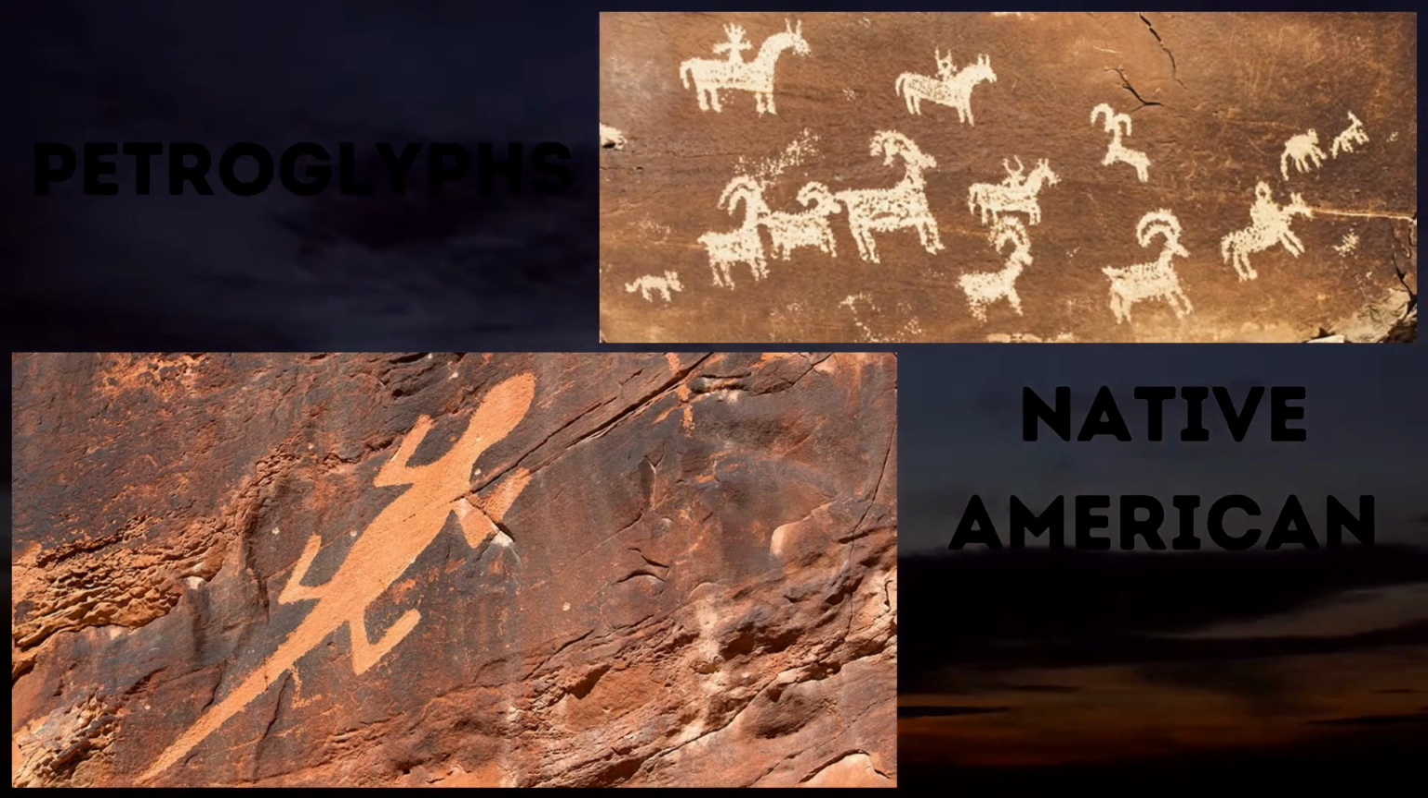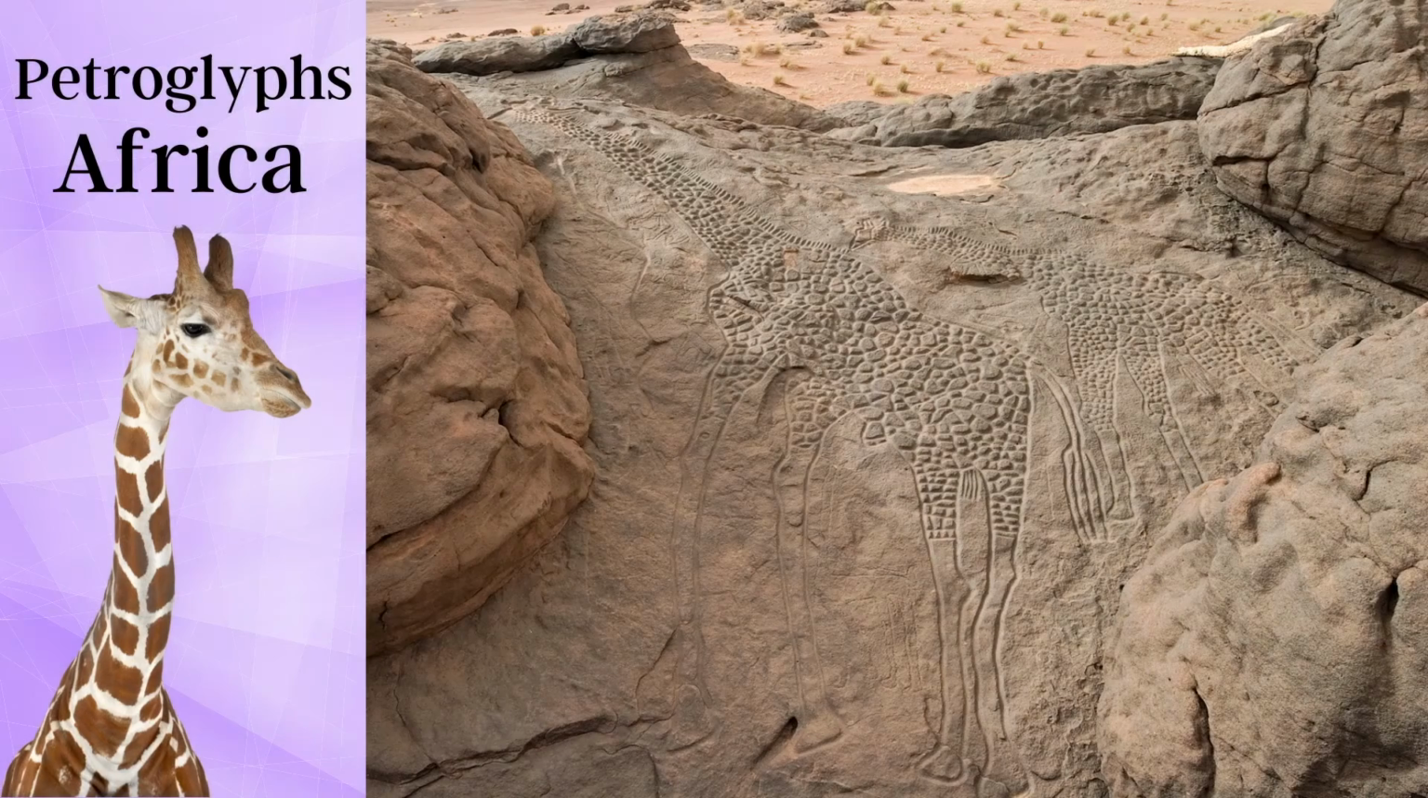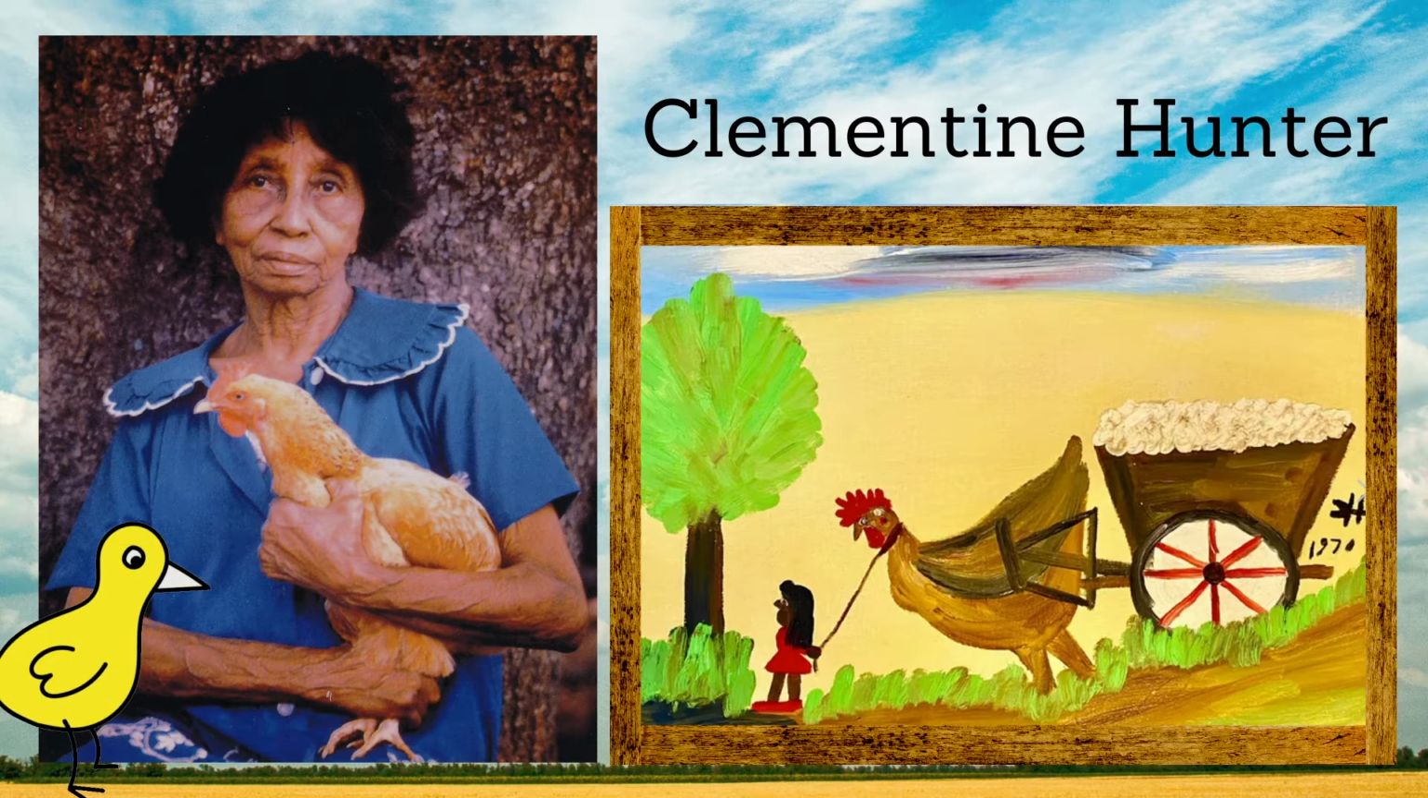This is a petroglyph from Africa of a giraffe. Like I said, it's carved into the stone. I wonder how old these are. This is Clementine Hunter and a chicken. And we have the chicken in the art piece helping her to farm. The chicken looks gigantic in the painting.